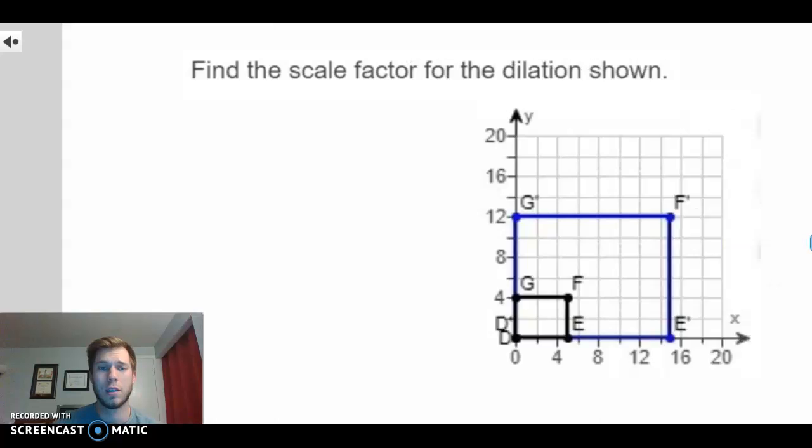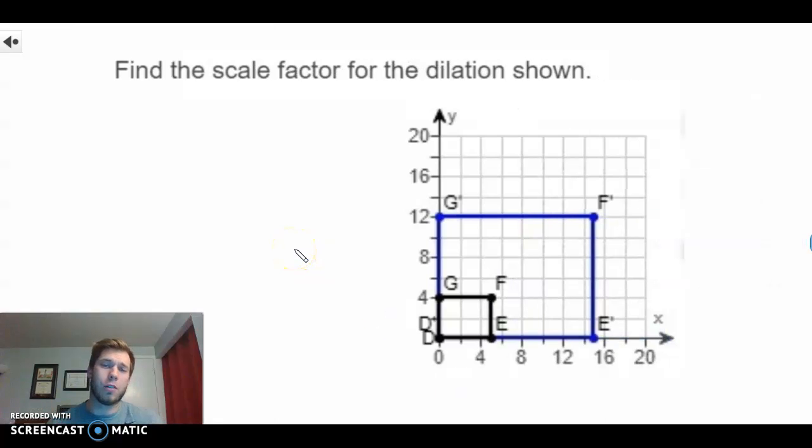Okay, last one here, guys. I want you to try to figure out the scale factor for this dilation below. Now notice your original is D, E, F, G. And the image is D prime, which is hard to see, but D prime is in the exact same spot as D at the origin, so it didn't move. So I want you to figure out what the scale factor is between D, E, F, G and D prime, E prime, F prime, and G prime. Take a moment and see if you can figure that out now.